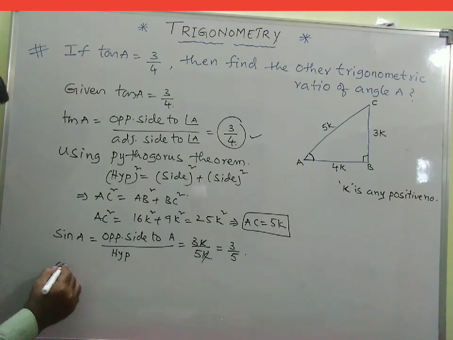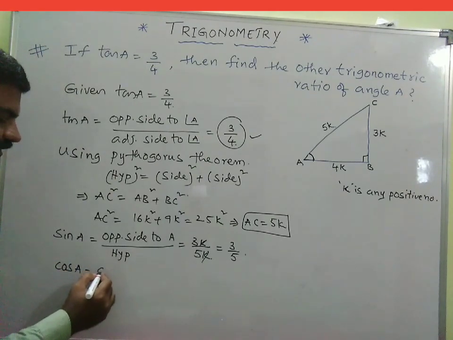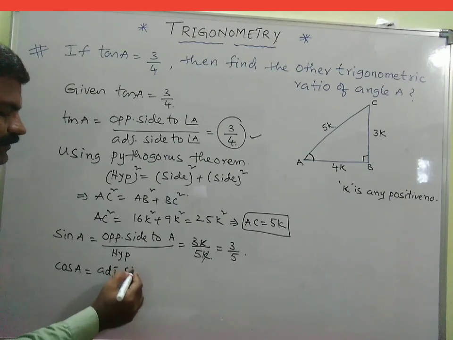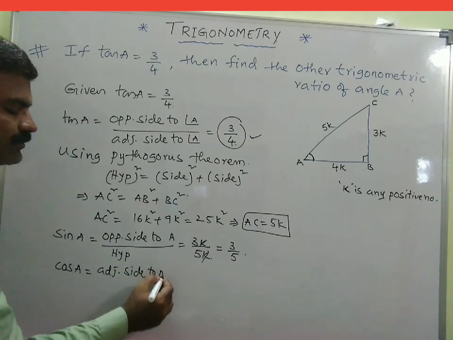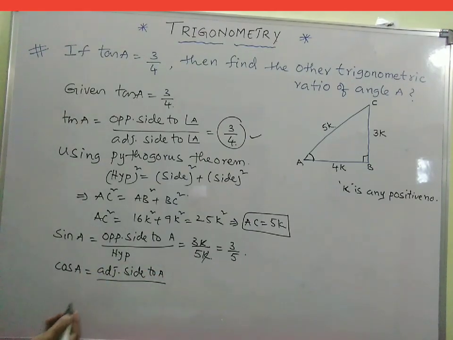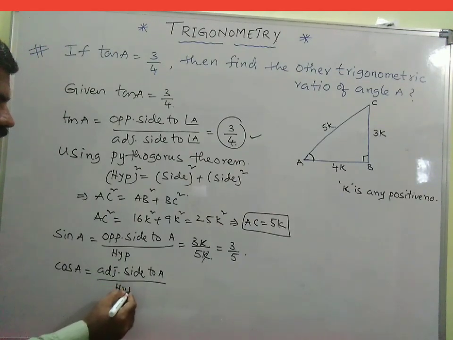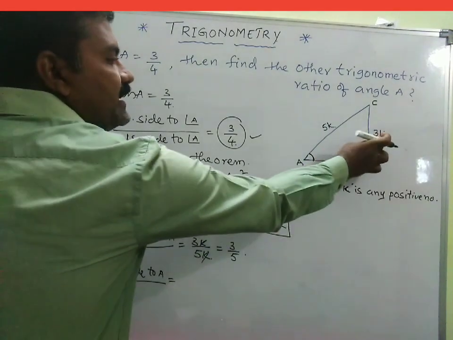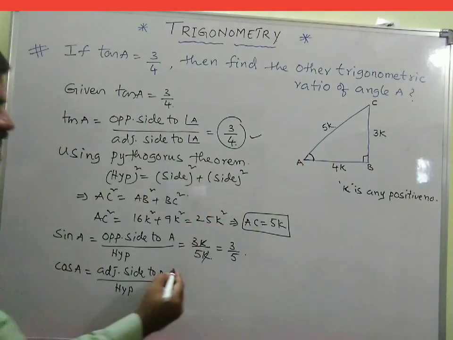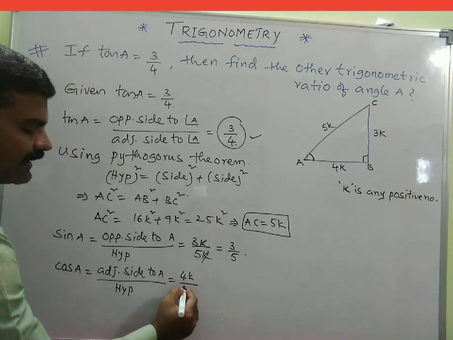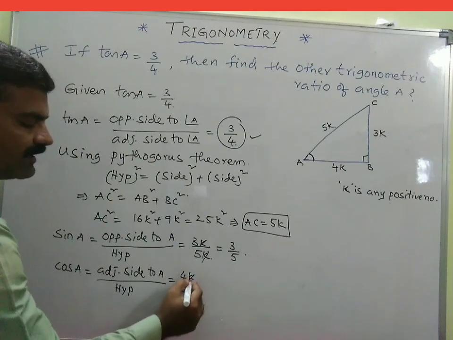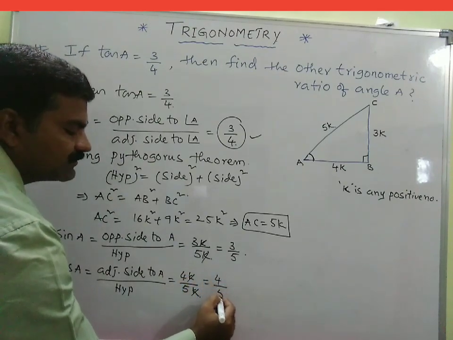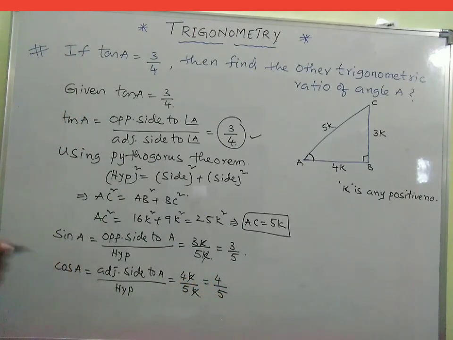And similarly you can also find out cos A. Cos A is the ratio between, yeah, formulas are very important, you must know this, adjacent side to angle A by hypotenuse. So what is the adjacent side to A? For A, the adjacent side is this, and 3k is the opposite one. So the adjacent side is nothing but 4k, and the hypotenuse is 5k.